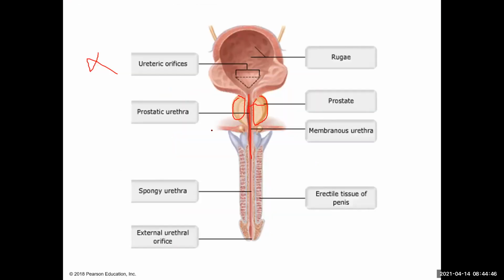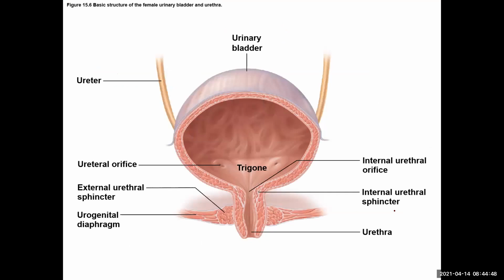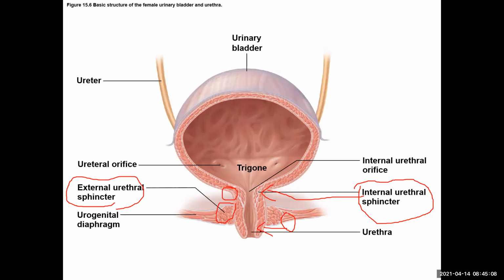And also one more thing, we have two types of sphincters: the internal urethral sphincter, and then we have the external urethral sphincter, right? This is one sphincter over here, and then we have one more sphincter over here. This one is made up of smooth muscle and this one is made up of skeletal muscle.